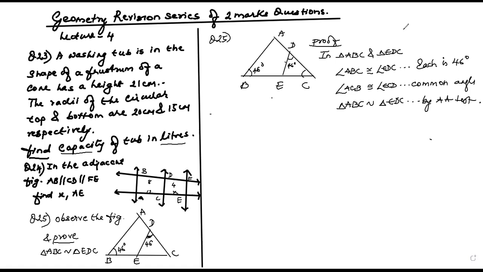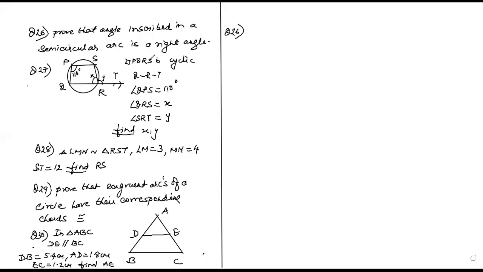Question number 26, children. Prove that angles inscribed in a semicircular arc are congruent. Angle inscribed in a semicircular arc. Singular was right, children. Prove that an angle, only one angle, inscribed in a semicircular arc is a right angle.